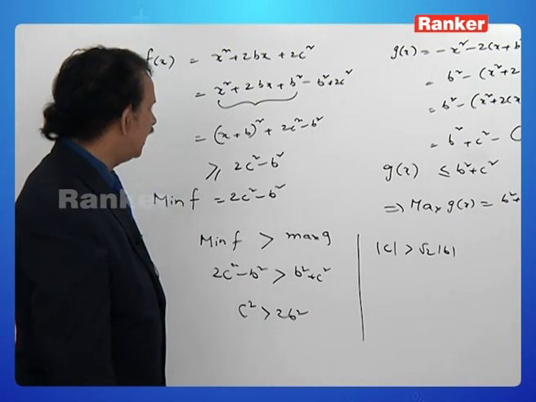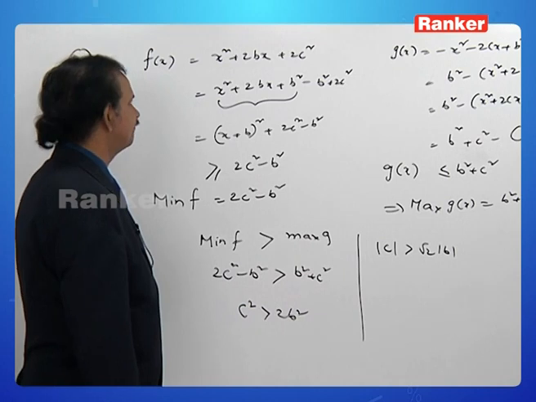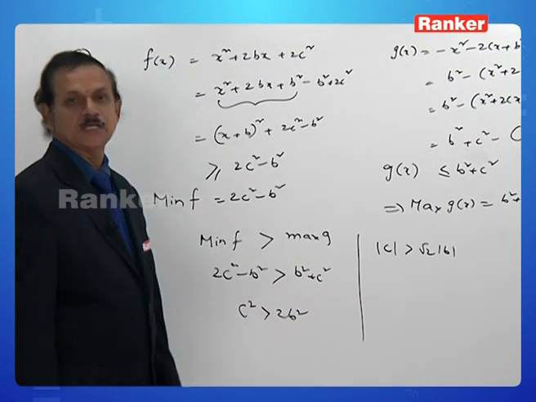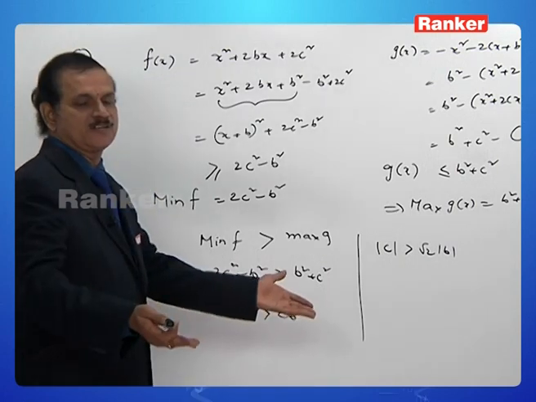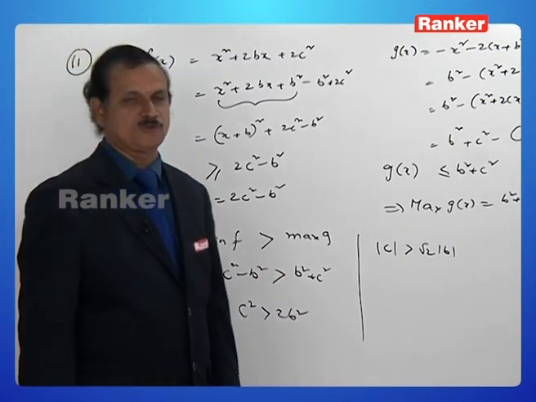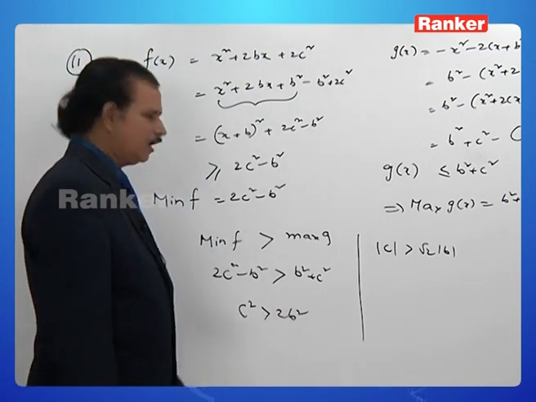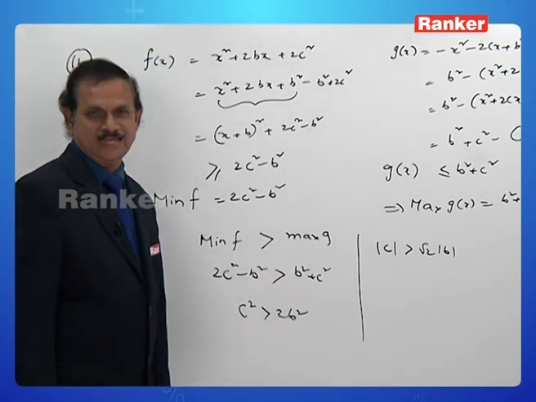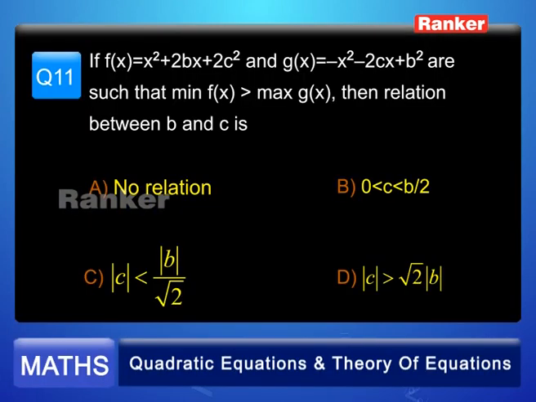The actual essence of this question is, you must be able to know the maximum of g of x and minimum of f of x. In order to make use of the given condition, that is minimum of f of x is greater than maximum of g of x, it is essential. By making use of that, it is a very easy matter to get the answer as mod c greater than root 2 into mod b. That is, the fourth option is the right option.